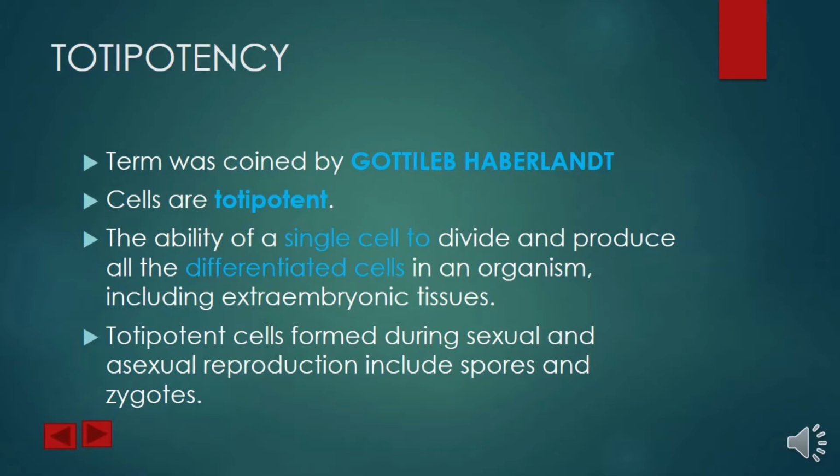Cells are totipotent. According to him, the ability of a single cell to divide and produce all the differentiated cells in an organism, including extra-embryonic tissues, is known as totipotency. Totipotent cells formed during sexual and asexual reproduction include spores and zygotes.